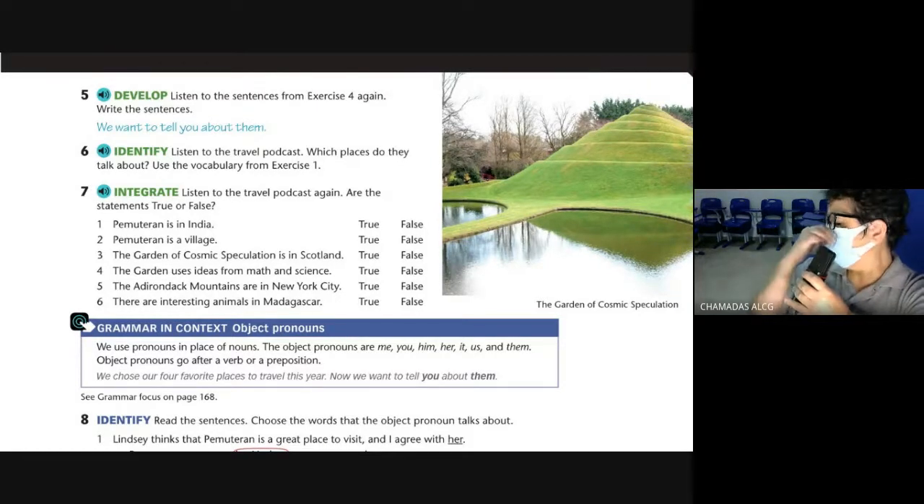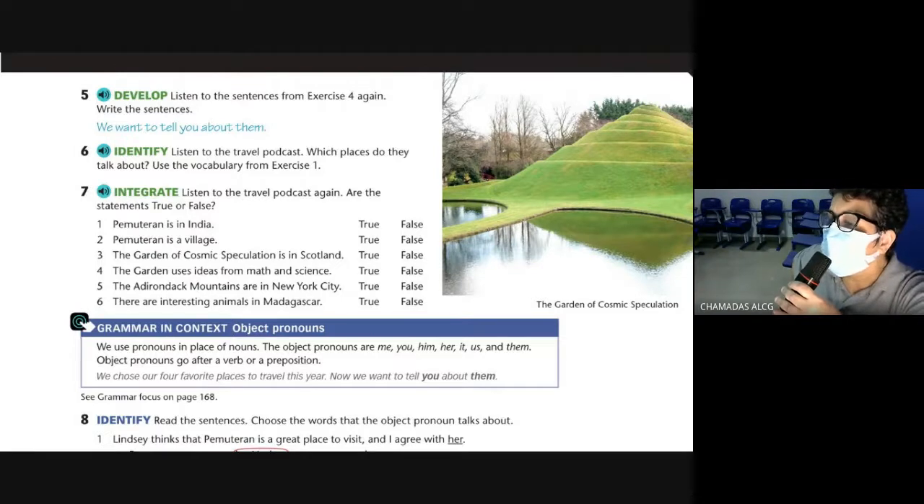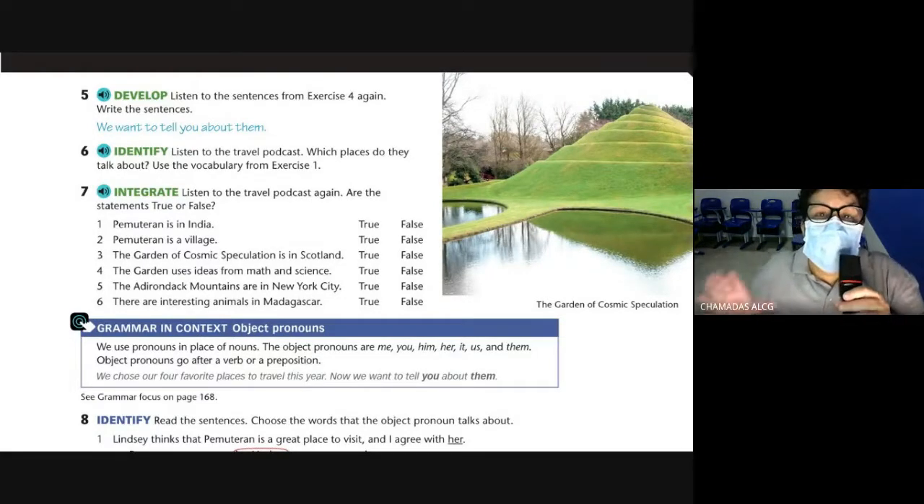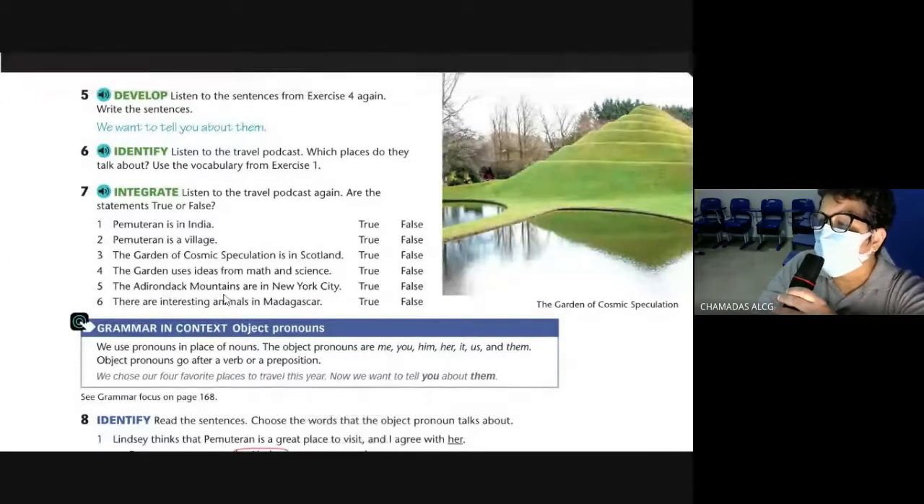What do you think? It's Adirondack. Actually, no, it's false. Okay, guys, it's not in New York City. It's in the countryside. All right? Because everybody knows New York City, but almost nobody goes to the countryside. And the countryside in New York is beautiful. Okay? So these mountains are in the countryside in New York. Okay, so this is false.